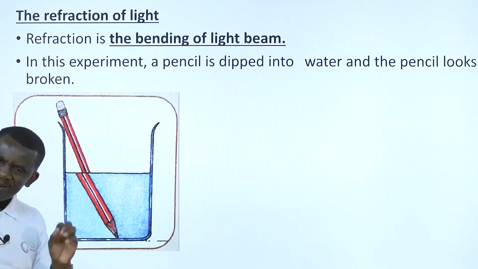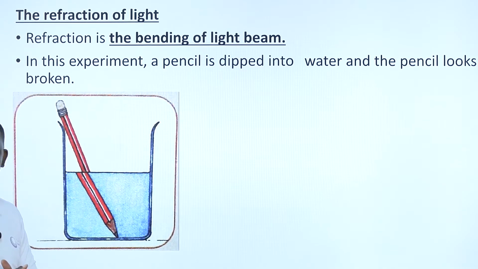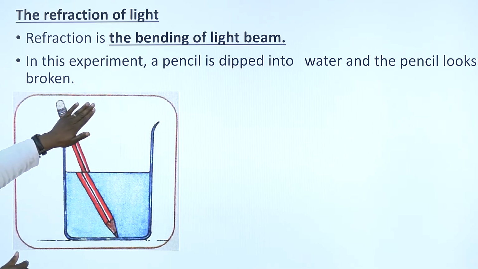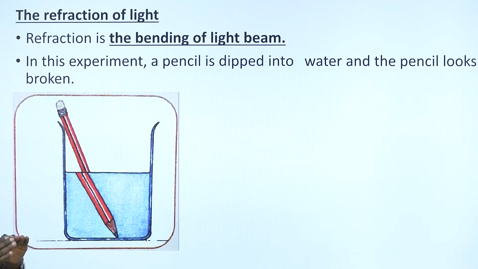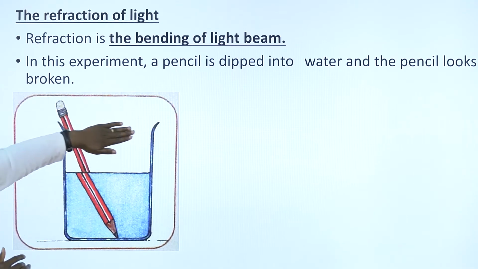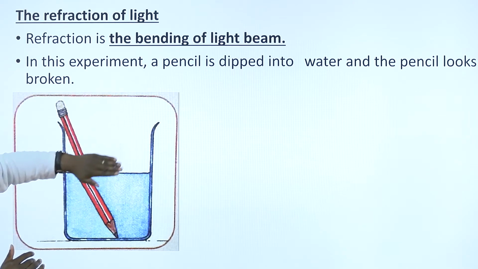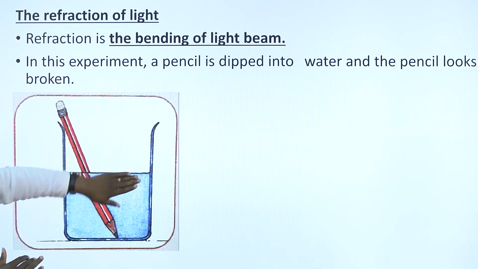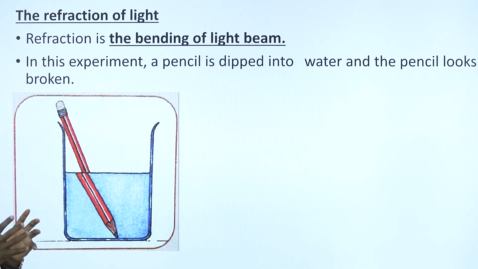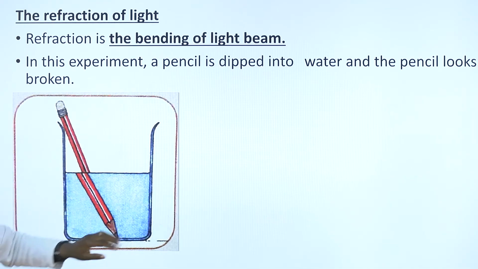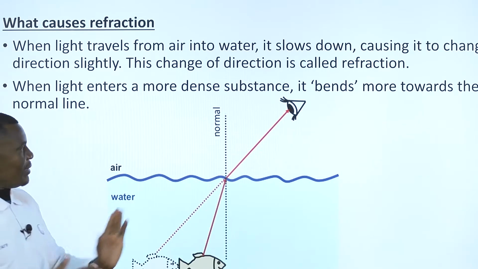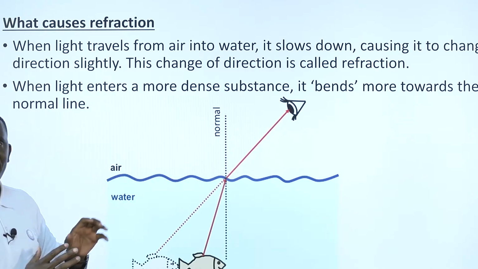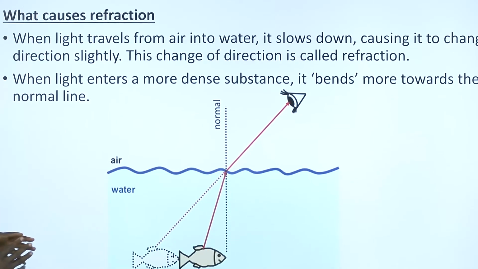What makes the light bend? When light comes from a lighter medium into a denser medium, it bends. And this is what we are seeing here. Air is a light medium and water is dense. So light is going to bend. All this that we have here is refraction.